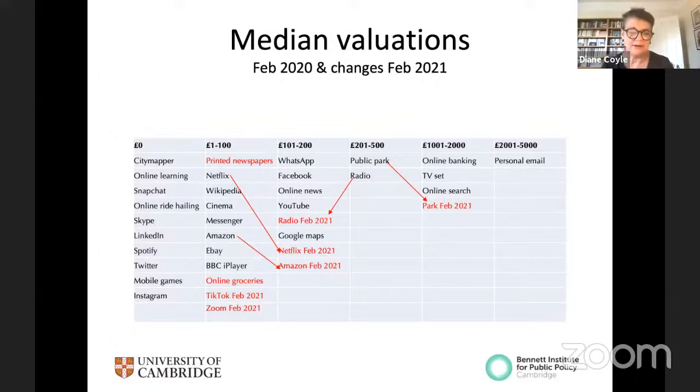The niche products are the least used products. So I should say there's a strong correlation between usage, the proportion of the sample using each product, and the median and mean valuations. So the higher the usage, completely intuitively, the higher the value that gets stated.